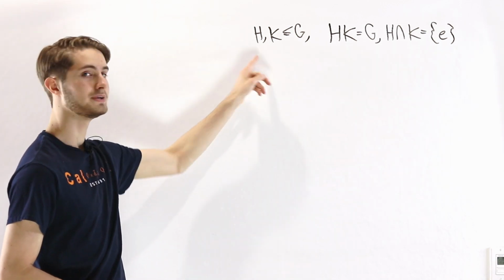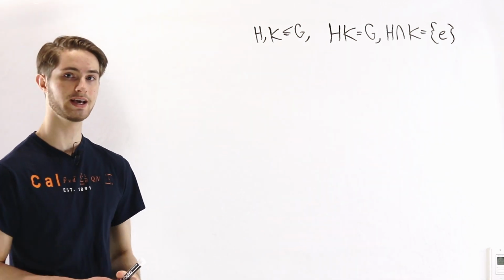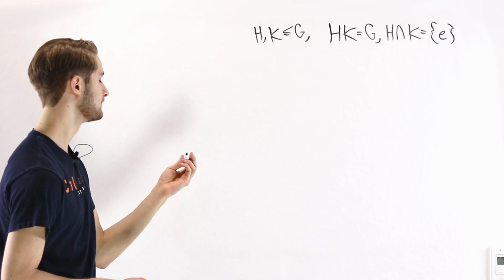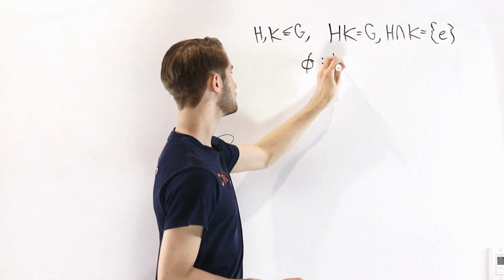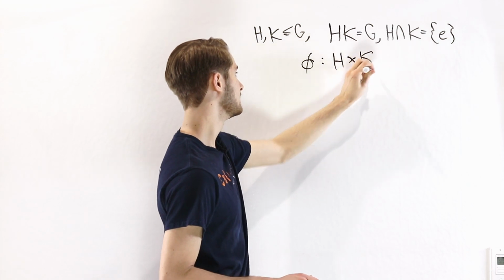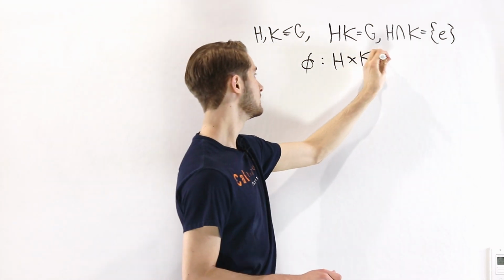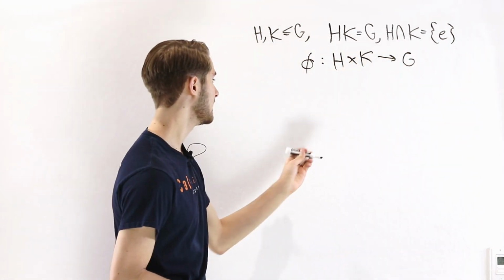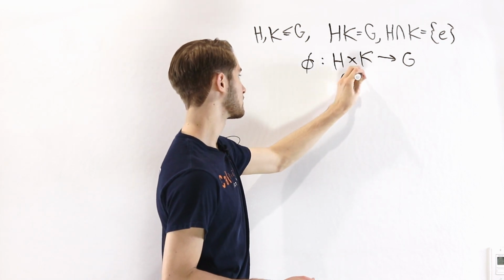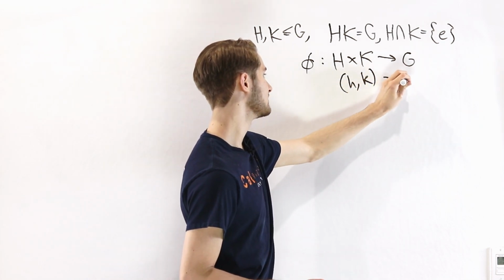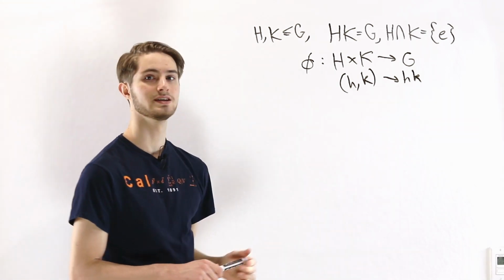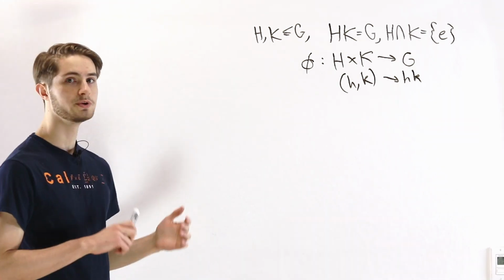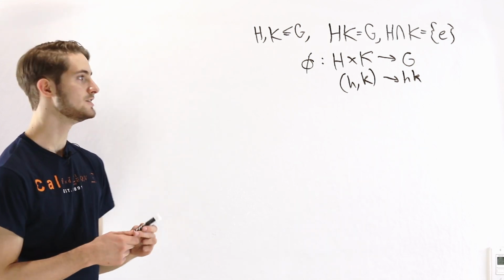Now let's suppose that we have two subgroups H and K that are complements in G. We're going to consider a specific map, phi, that goes from H cross K, this Cartesian product of sets, to the group G. And the map is going to send H comma K to the element HK. What we want to show is that phi is a bijection. So we can start by showing that phi is an injection.